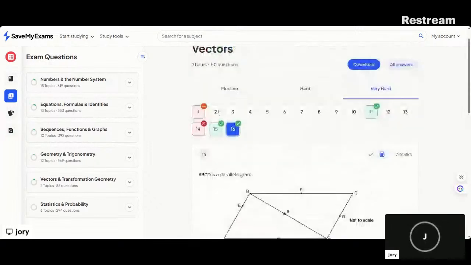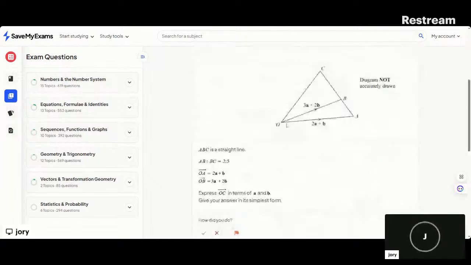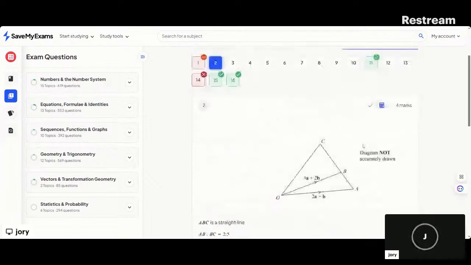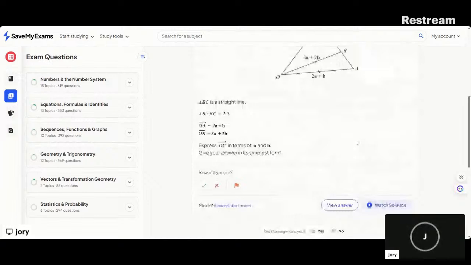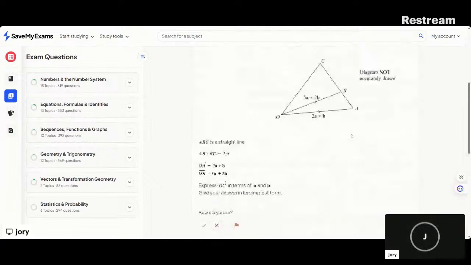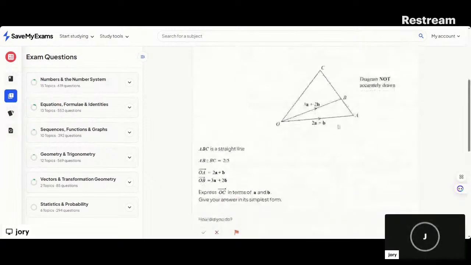Okay, I want to do one where it's find something. Yeah, express OC. So let's do this one. Express OC. This is a very hard question, supposedly. It's 4 marks. Okay. ABC. Oh, ABC is a straight line. New piece of paper.